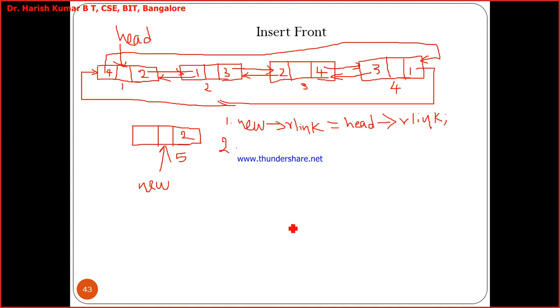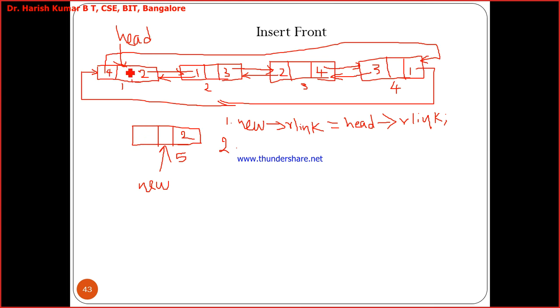Done. And similarly, what is that I need to do now? Address of this node, new node, should be stored here. Yes or no? Sir, we should store address of head node, sir. Address of where? Head. New arrow right link. No, new arrow left link. See, address of head should be stored in new arrow left link. Left link, okay. Correct, no?